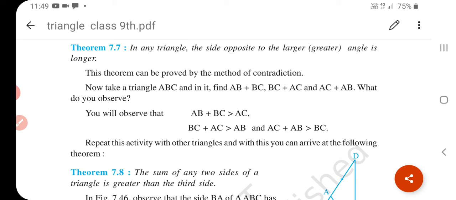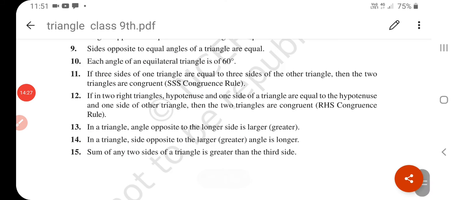The sum of any two sides of a triangle is greater than twice the median drawn to the third side. The perimeter of a triangle is greater than the sum of its three medians. Students, the exterior angle of a triangle is greater than either of the opposite interior angles. Understand. So this is our chapter.